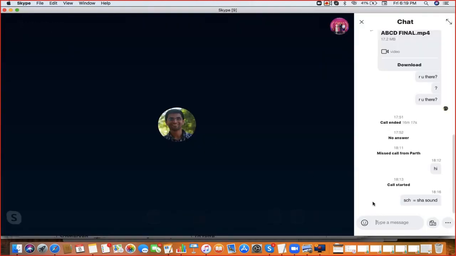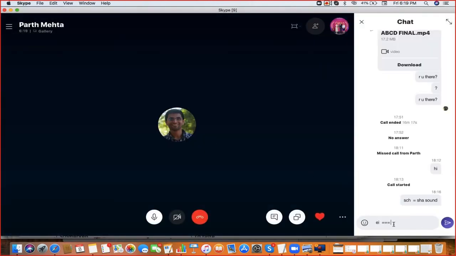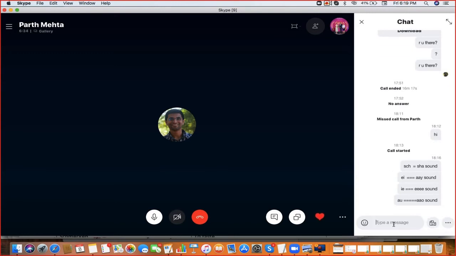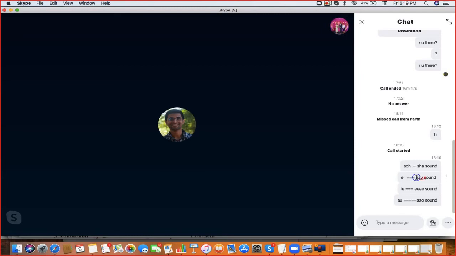Next is a vowel combination. EI is the I sound. IE is the E sound. And AU is the AO sound. These combinations you have to remember. They will come in the next lecture. 2-3 examples I will be taking today. EI is I, IE is E, and AU is AO.